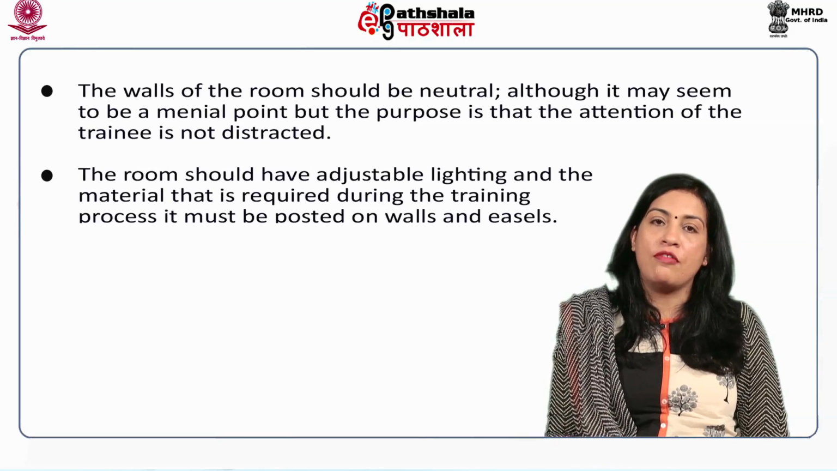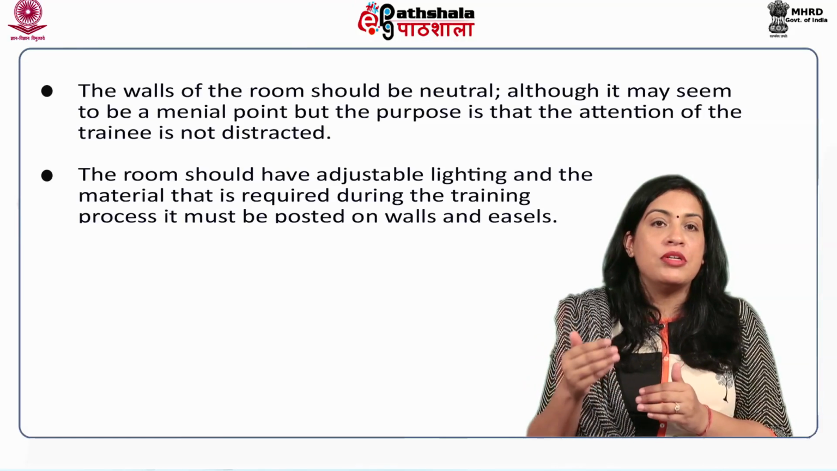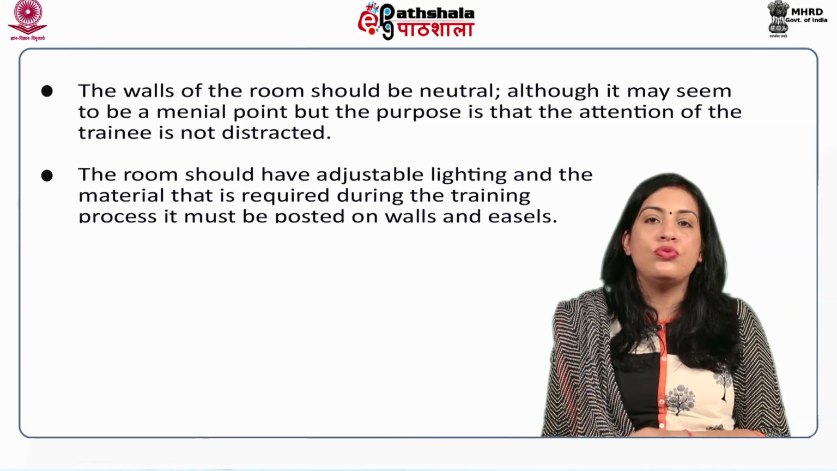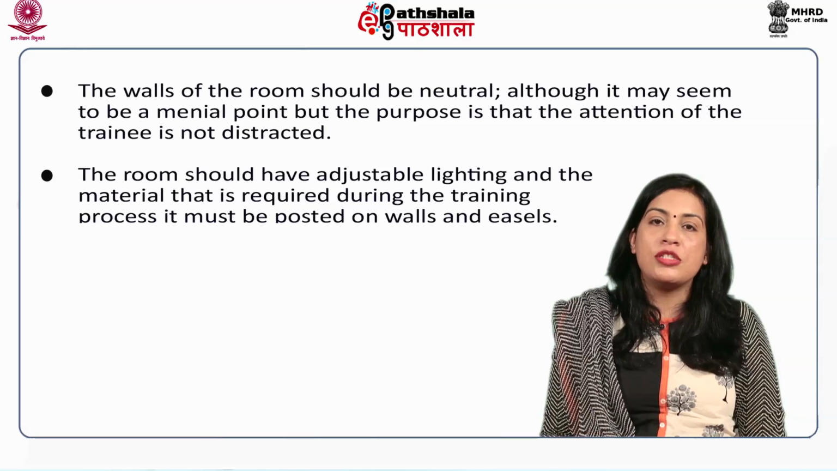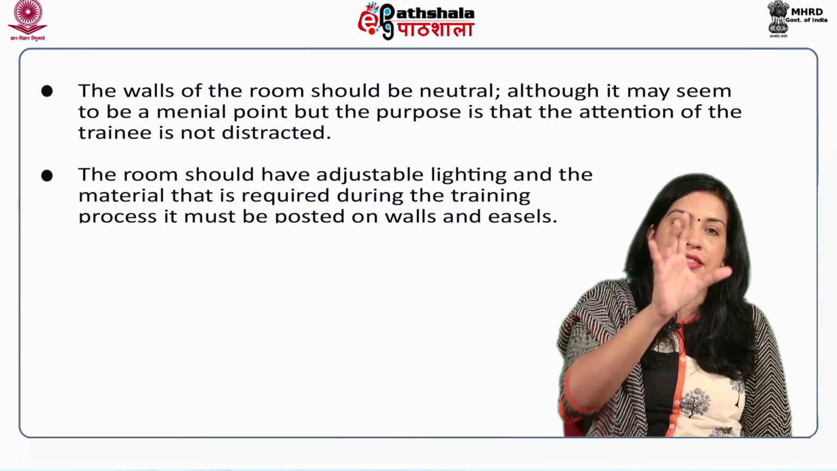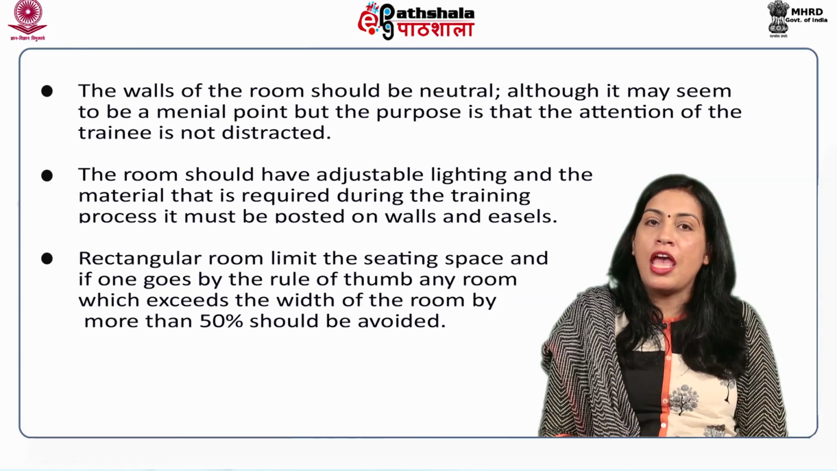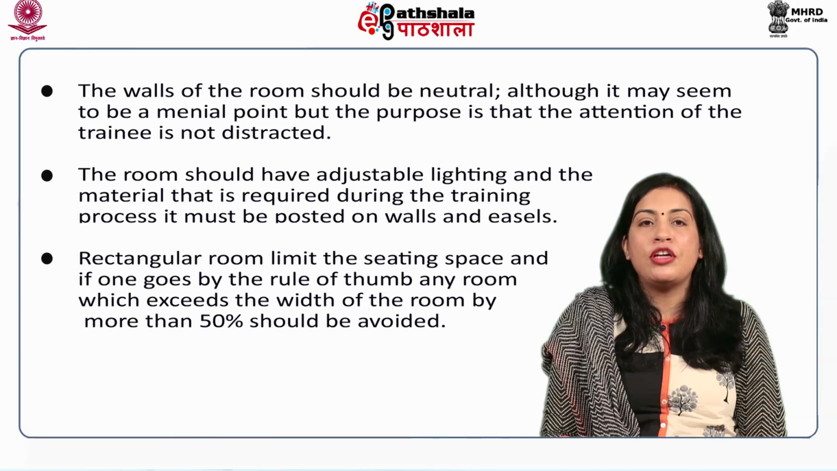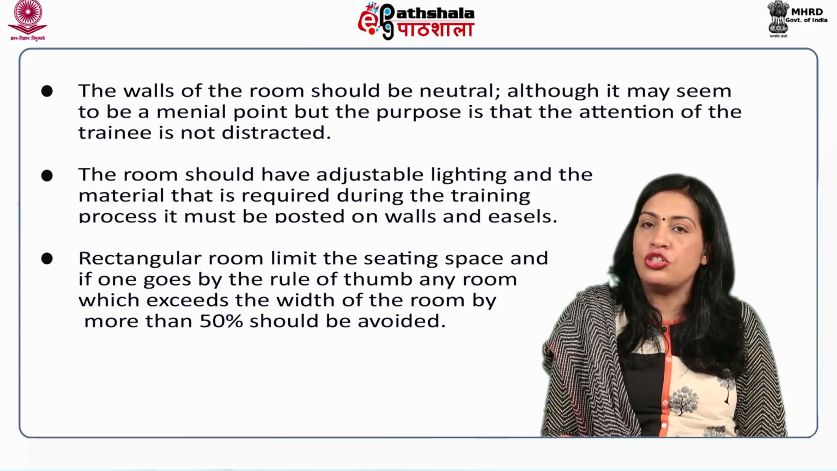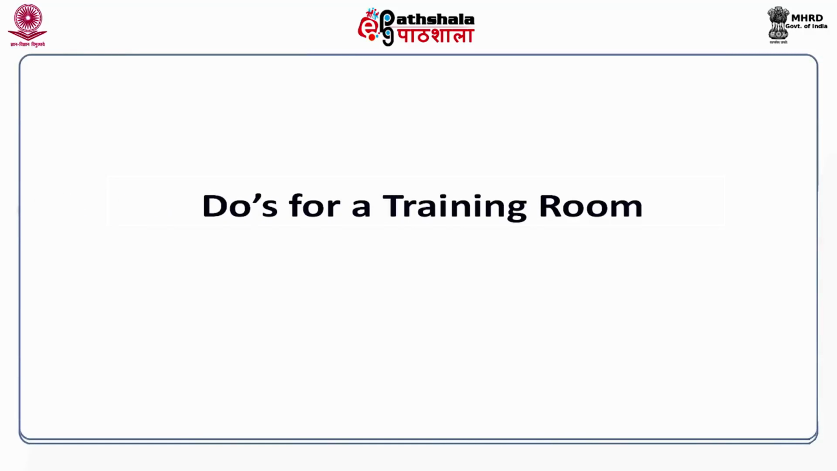The rooms should have adjustable lighting, and the material that is required during the training process must be posted on walls and easels. Rectangular rooms limit the seating space, and if one goes by the rule of thumb, any room whose length exceeds the width of the room by more than 50% should be avoided. The rooms should be carpeted and must have a sound-absorbing ceiling, which will play a vital role in the training room. What are the do's for a training room?